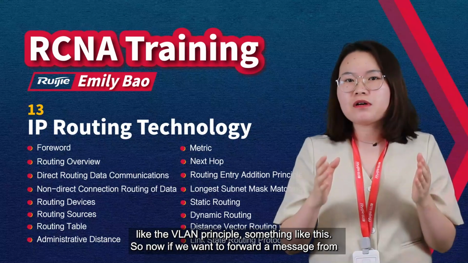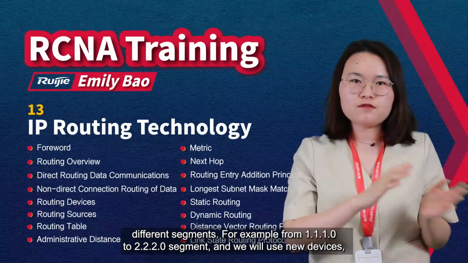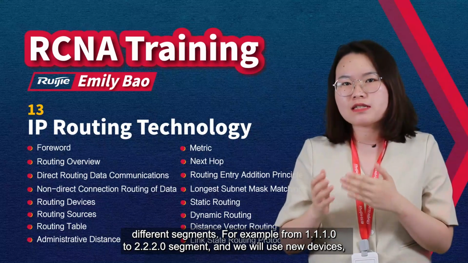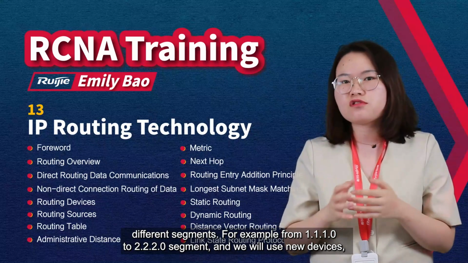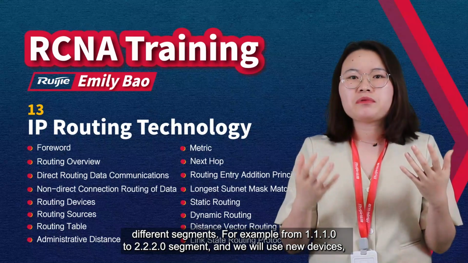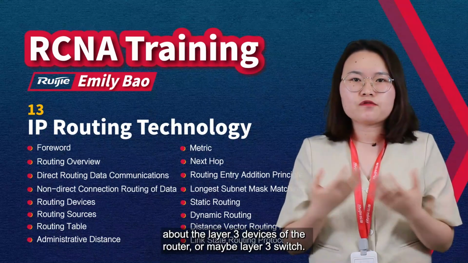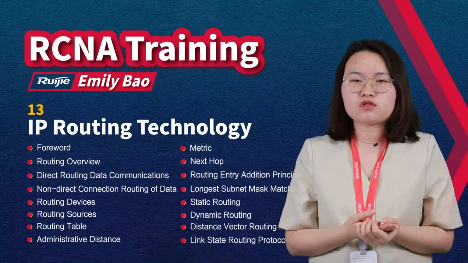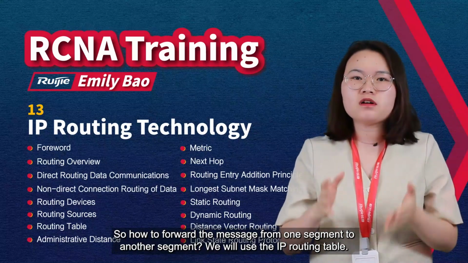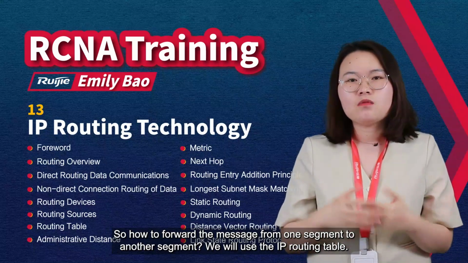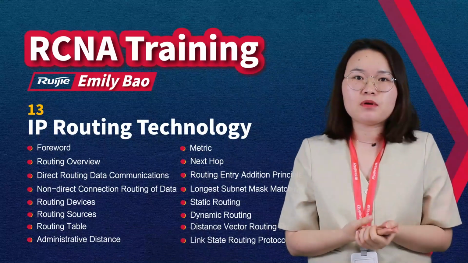Now if we want to forward a message between different segments, for example, from the 1.1.1.0 to the 2.2.2.0 segment, we will use new devices, layer 3 devices like the router or maybe a layer 3 switch. So how do we forward a message belonging to one segment to another segment? We will use the IP routing table.